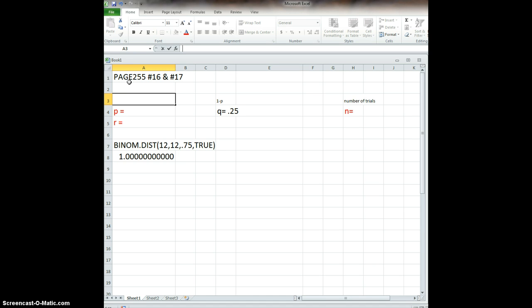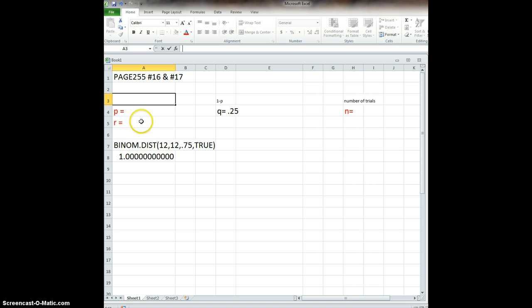So 16 says, have you ever tried to get out of jury duty? About 25% of those called will find an excuse to avoid jury duty. If 12 people are called for jury duty, what is the probability that all 12 will be available to serve on the jury? So this is a perfect binomial problem. There are two possible outcomes. Either yes, they can serve on the jury, or no, they can't serve on the jury.